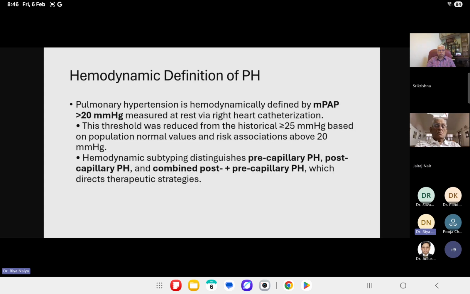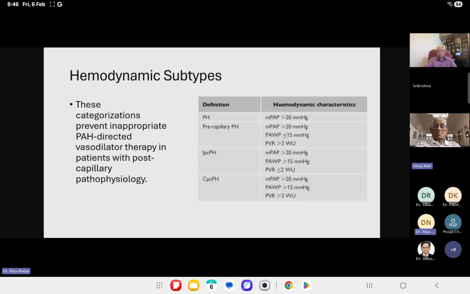These are the hemodynamic subtypes of pulmonary hypertension. There is pre-capillary pulmonary hypertension where the MPAP is more than 20, the pulmonary arterial wedge pressure is less than or equal to 15, and the PVR is more than 2 Wood units. This usually includes idiopathic, heritable, drug and toxin-induced, connective tissue diseases, HIV, etc.